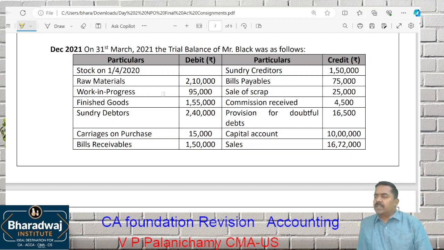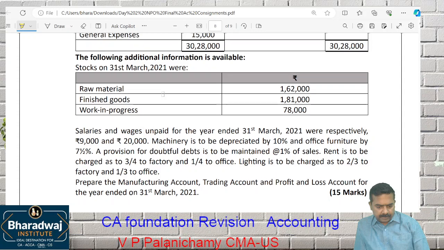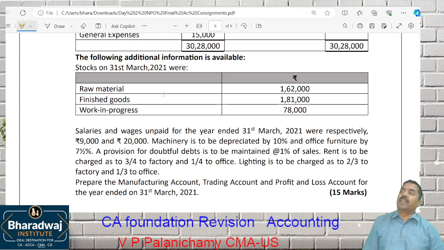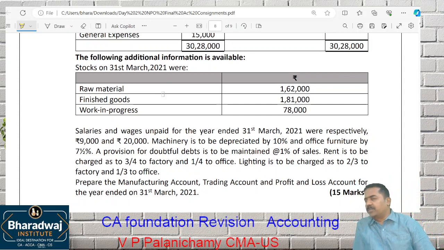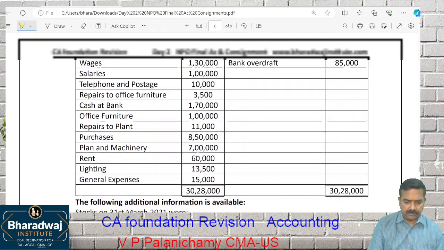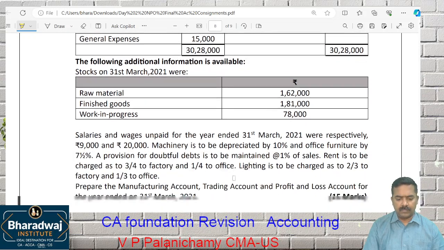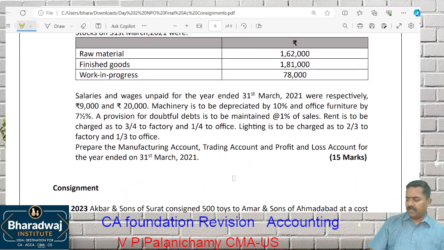That is work in progress. What will you do in the manufacturing account? To work in progress, then all the other things you charge, then by work in progress, that is extra. And be careful, read the full information and start. They ask you to allocate expenses also. Please go through the information and start. Be careful about the information given.